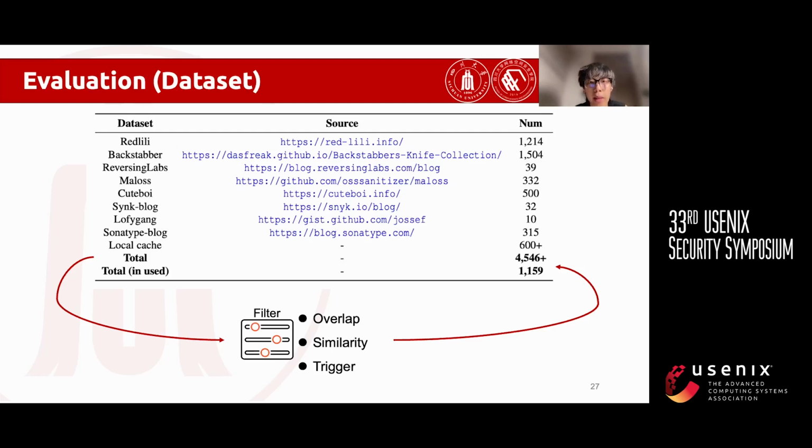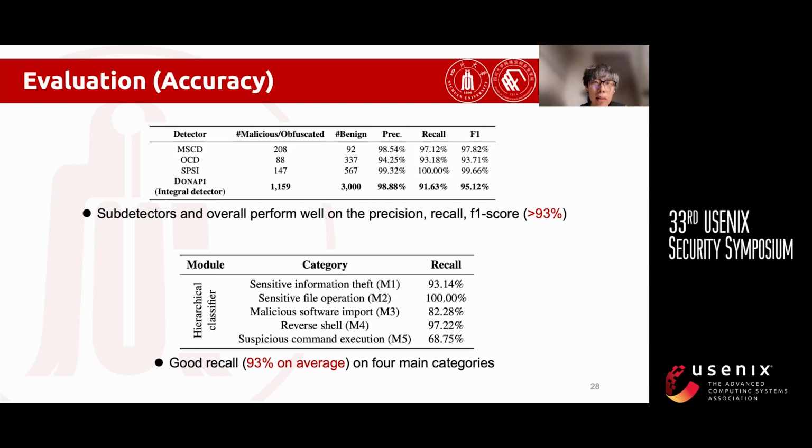Then we construct two benign datasets of 3,000 and 5,000 from the database of security packages and the NPM top 5,000 popular packages respectively. The first experiment is where we evaluate some sub-detectors and DONAPI as a whole. Here we can see that they all show better results.